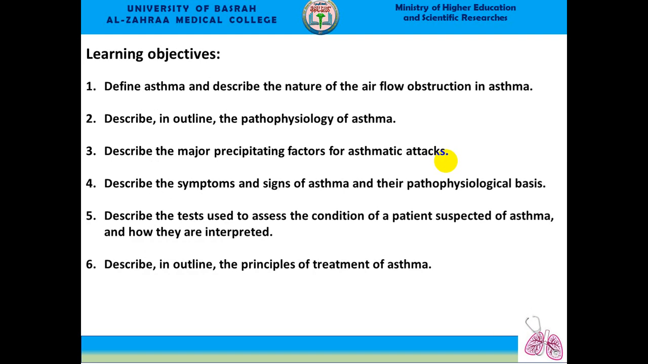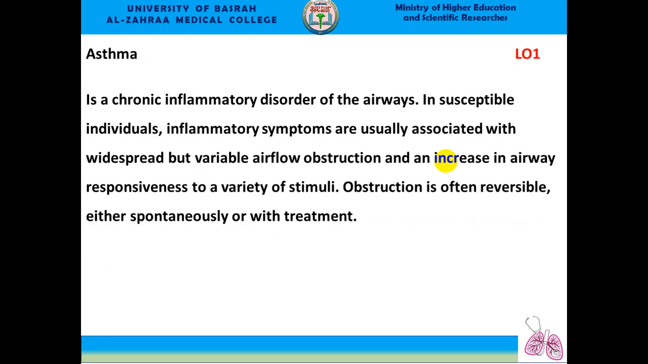First, I will define asthma, and then I will describe the pathophysiology of asthma, and then the major precipitating factors for asthmatic attack, and then I will talk about the symptoms and signs of asthma, and the tests that are used for assessing the condition of bronchial asthma, and finally I will talk briefly about the treatment of asthma.